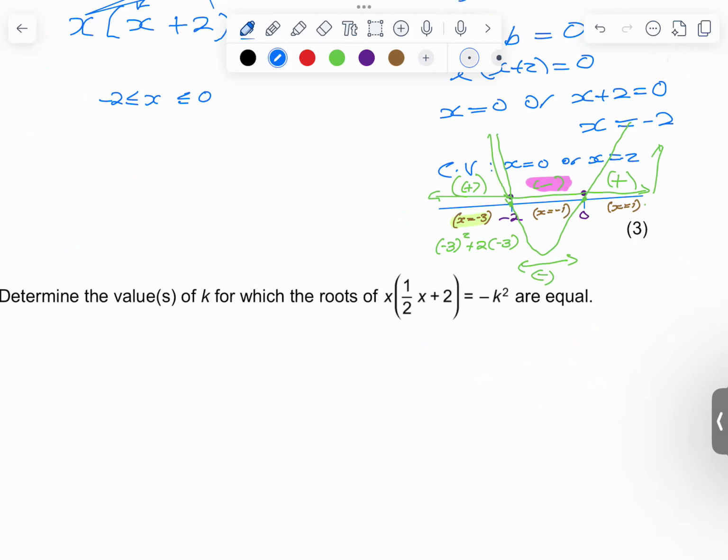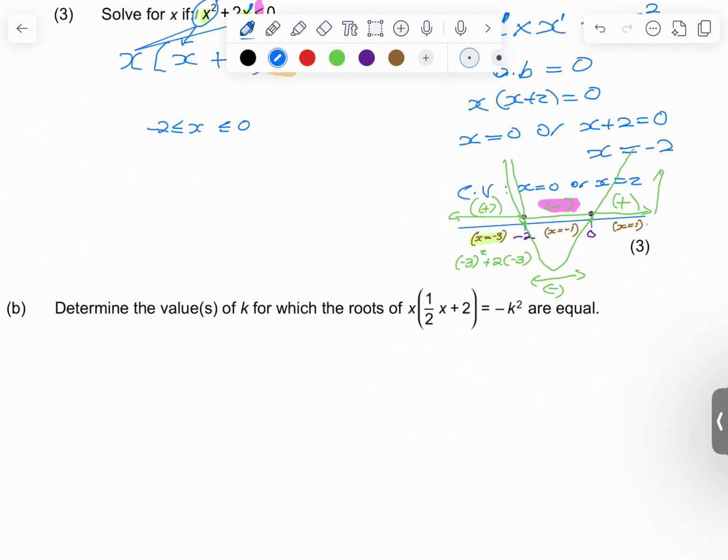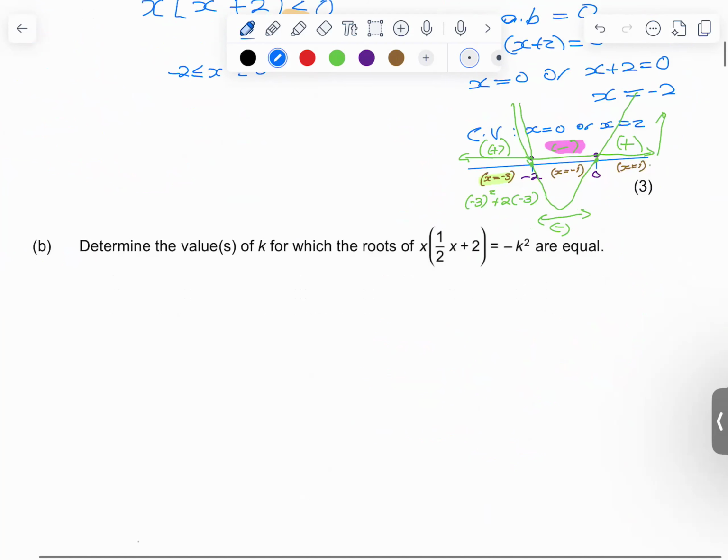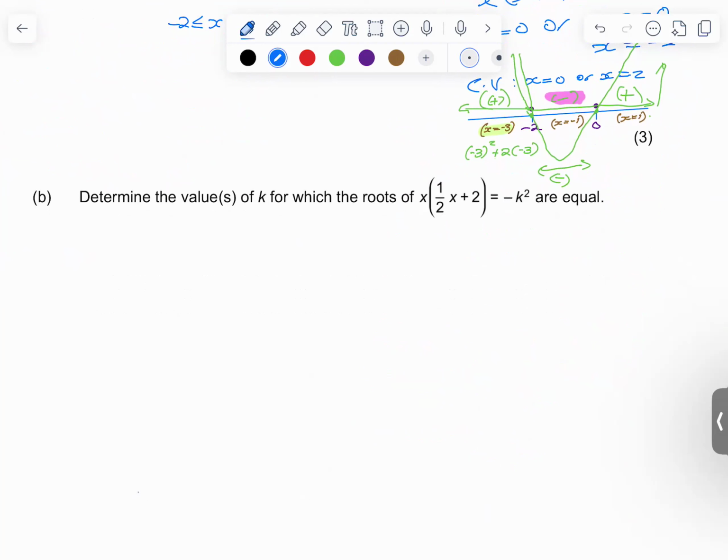Okay, let's get to this one here. Here they want us to determine the values of k for which the roots of x(1/2 x + 2) = k squared are real. Now here you need to note that we are dealing with the nature of roots, which is delta. So the first thing that you need to think about is delta.